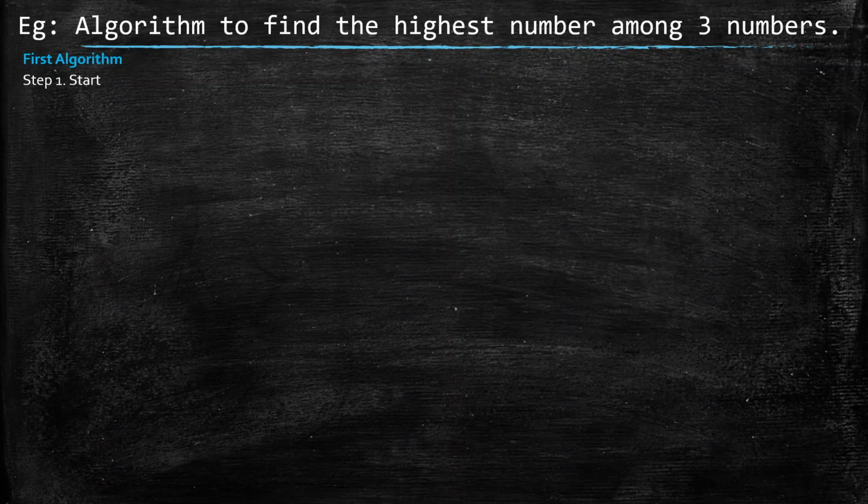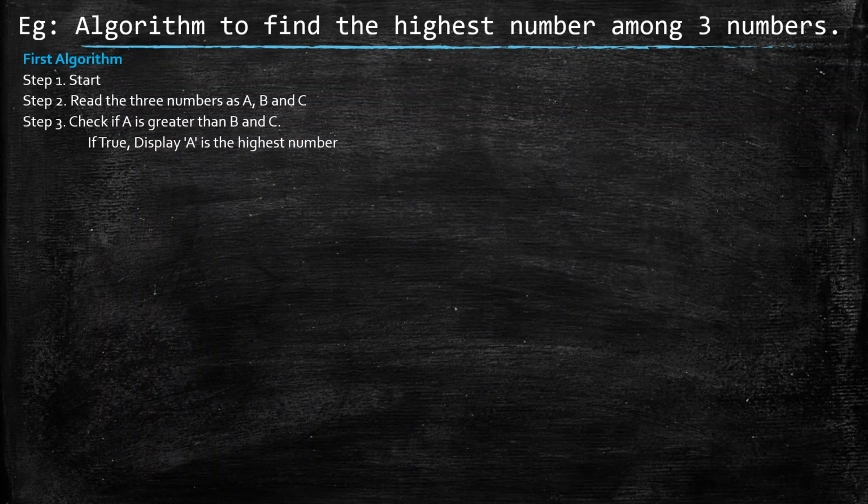So we have to make one logic. First, read the three numbers, and check if A is greater than B and C. If it is true, display that A is the highest number. If it is false, go to the next step. If A is not greater than B and C, then what to do? We have to check B the same way: is B greater than A and C?